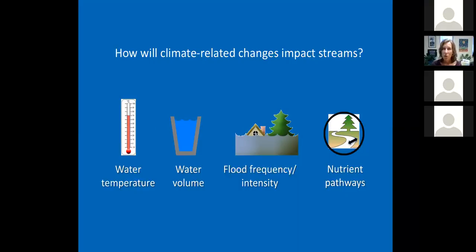Now, I'm going to concentrate mostly on the water temperature and the water volume piece, but if you have questions at the end, I'd be happy to talk about some of the other impacts also. All right, next slide.